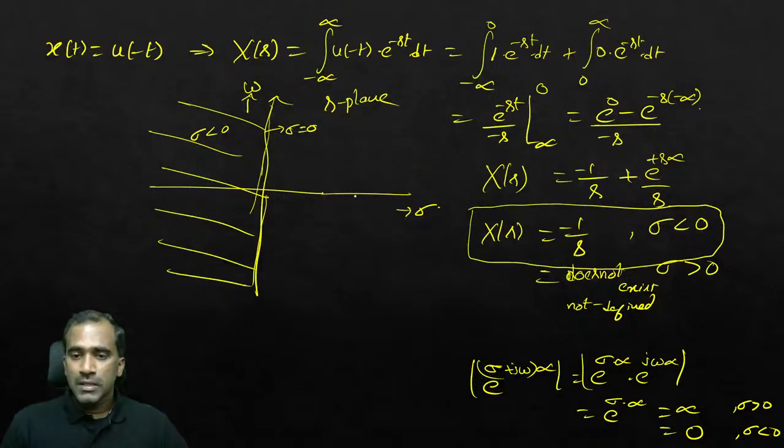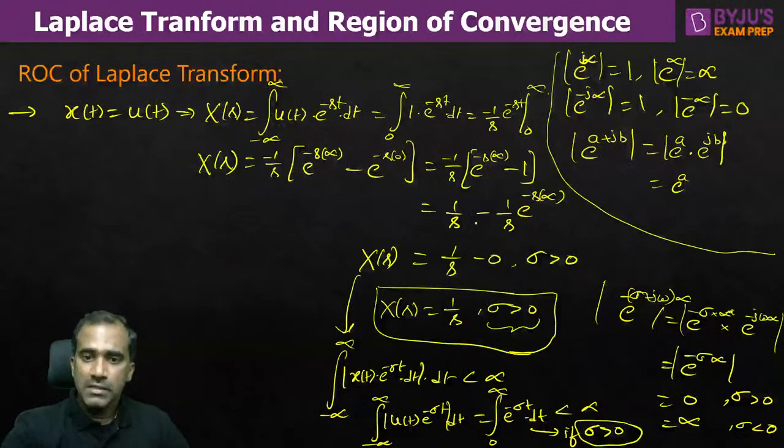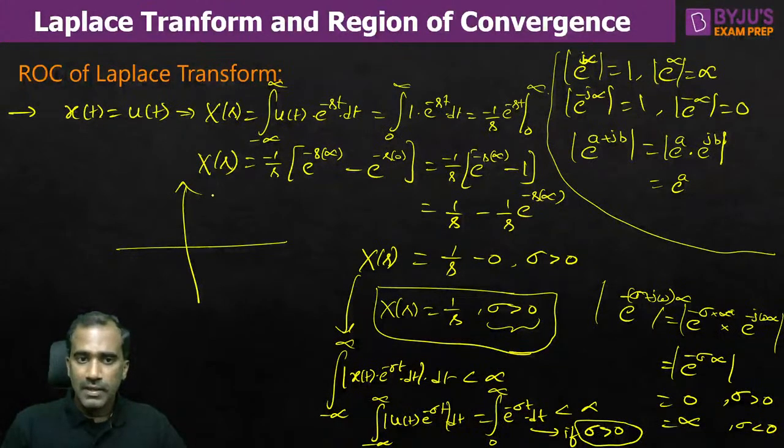Similarly, for the previous case, if you plot the ROC, it is sigma greater than 0, which means this is the sigma equal to 0 line. Sigma greater than 0 means it is the first and fourth quadrant. For all the points in the first and fourth quadrant, sigma is positive. So it represents this total region.